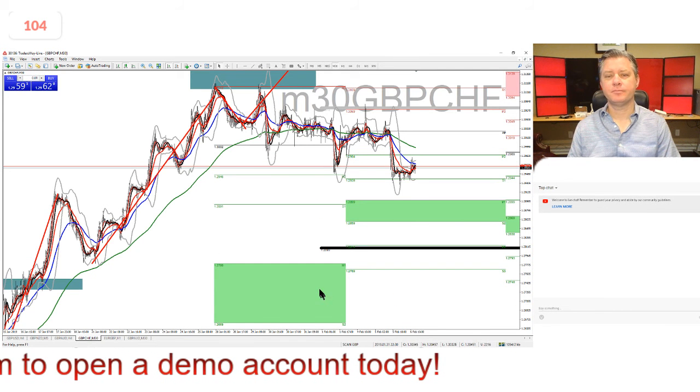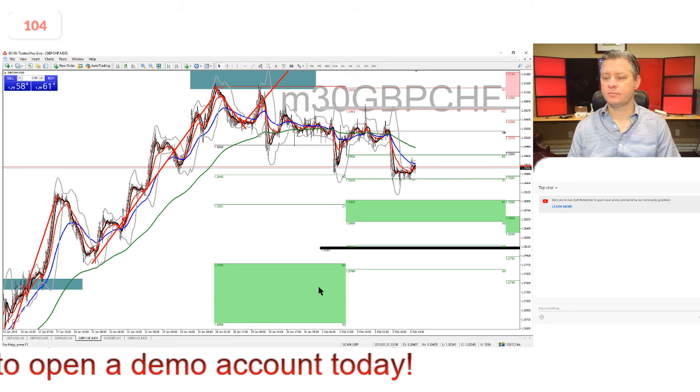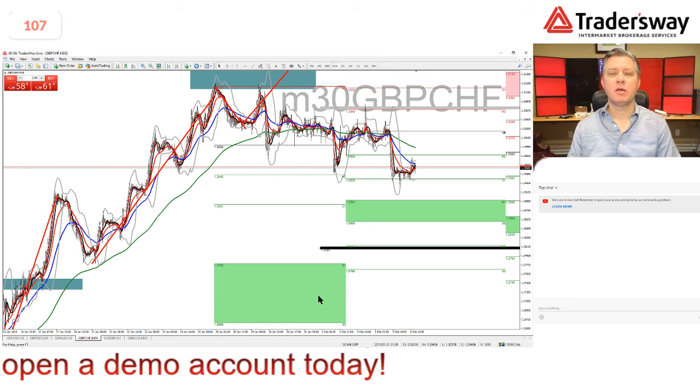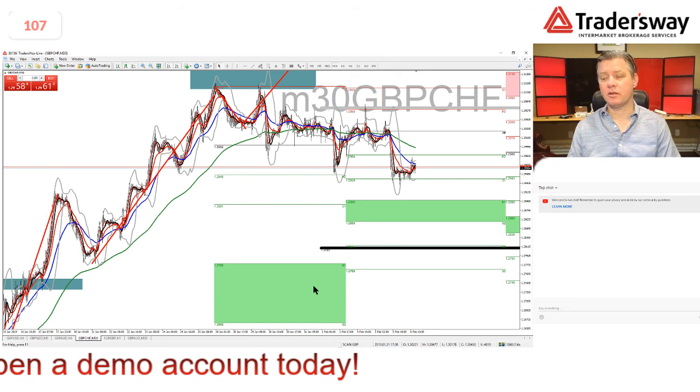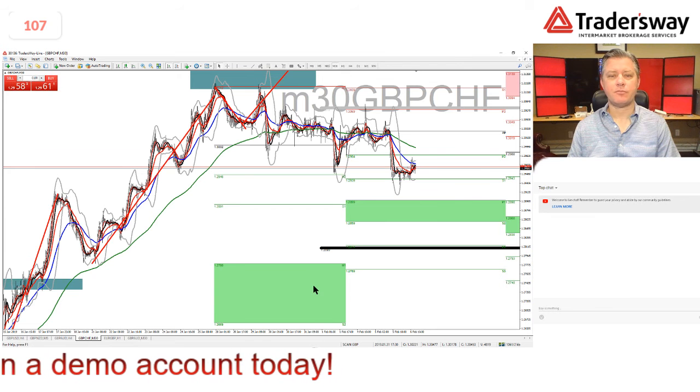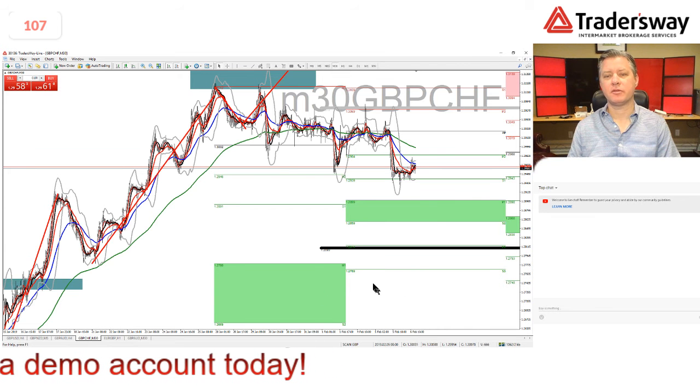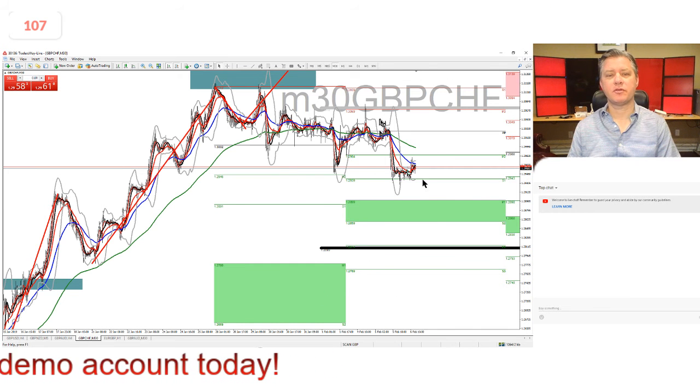Pound Swissy. Look at that, huh? Much more stable. Well, the Aussie's weak at the moment, so you get an exaggeration. The Swissy's quite stable, right?